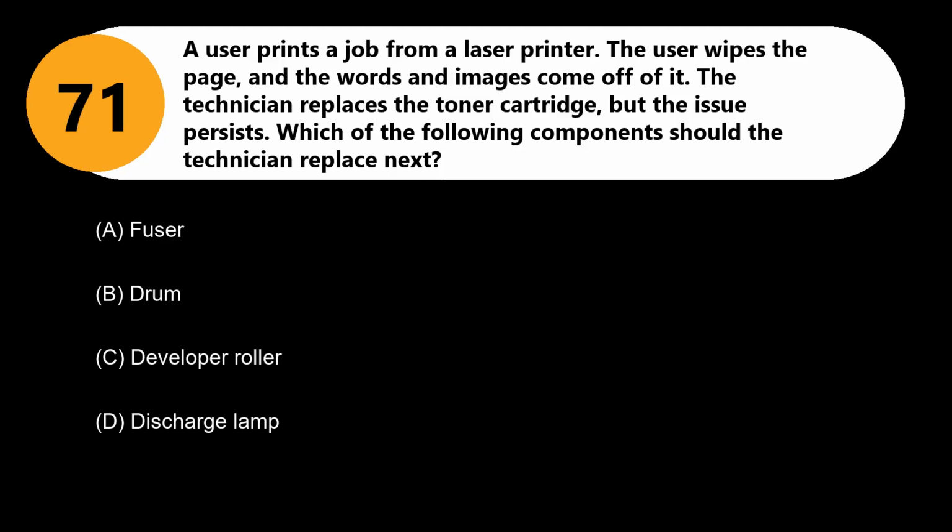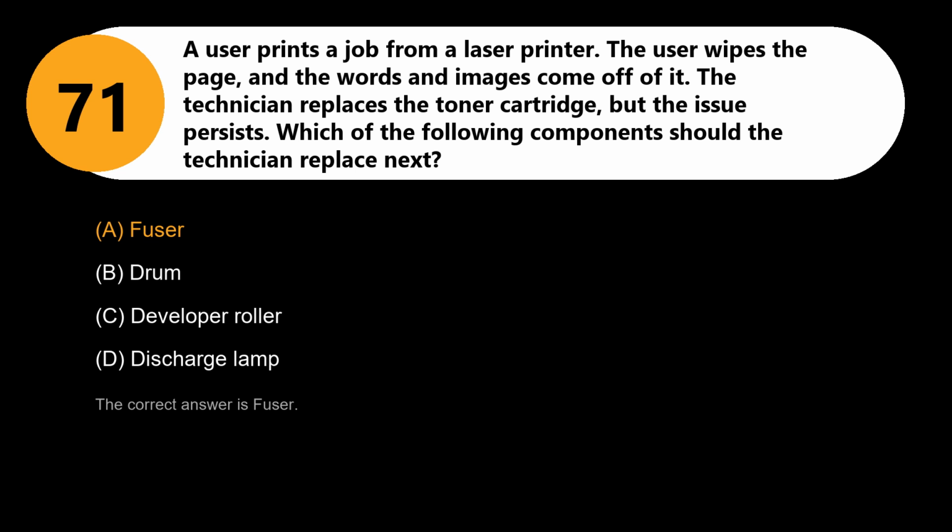Question 71. A user prints a job from a laser printer. The user wipes the page, and the words and images come off of it. The technician replaces the toner cartridge, but the issue persists. Which of the following components should the technician replace next? Option A, fuser. Option B, drum. Option C, developer roller. Option D, discharge lamp. The correct answer is option A, fuser.